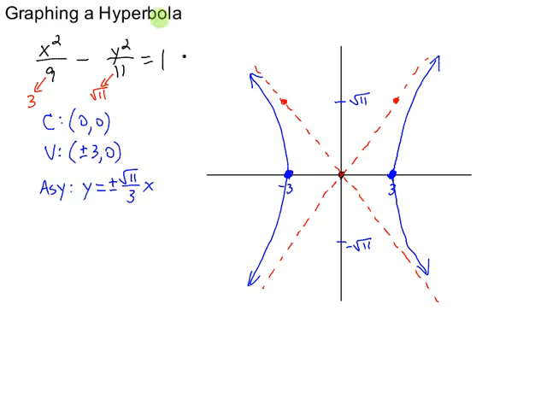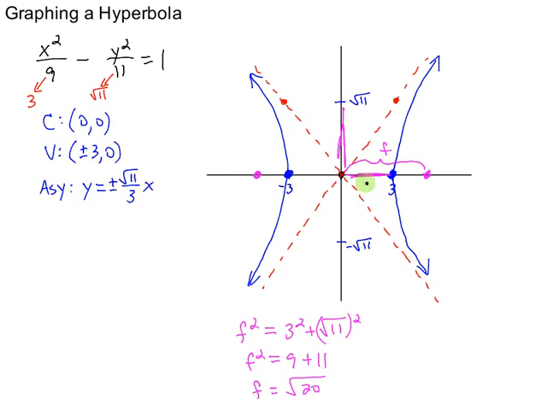Finally, the foci are here and here, so I need to find how far they are from the center, so I'll call that distance f. And we know that f squared is the 3 squared plus the square root of 11 squared. So that's 9 plus 11 is f squared. So f is the square root of 20. So this distance f is the square root of 20, and so is this distance. So my foci are plus or minus square root of 20, 0.